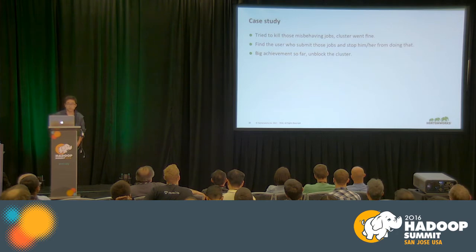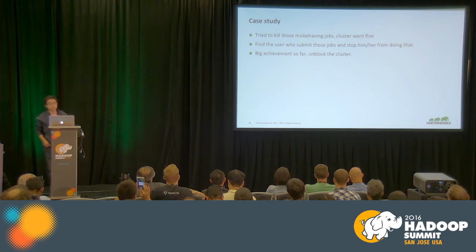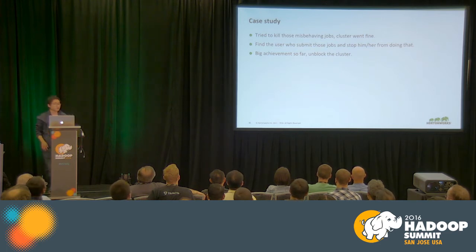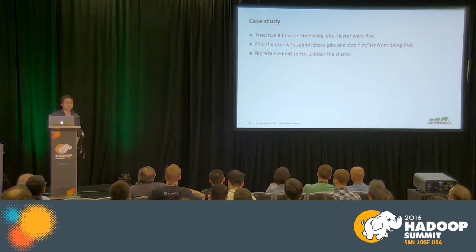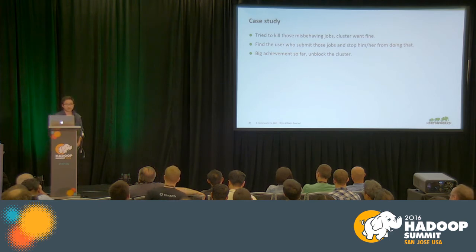From there, we tried to kill the misbehaving app. All of a sudden, the cluster just went fine. So we went and found the user who submitted those apps and stopped him or her from doing that. It was a big achievement for us because we essentially unblocked the cluster. Usually we don't expect our users to fix the problem by themselves because sometimes it's a real bug and you can't do anything about it. So we expect our users to at least identify the problem and have some way to work around it, like killing those misbehaving apps.